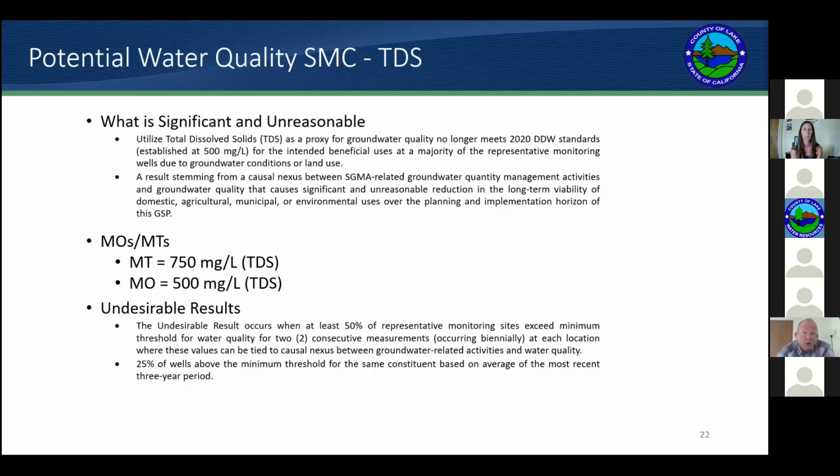Sure, and I think there's a couple of ways to do that. That could be included as part of the RMS network, or it could be included as part of the larger network where you would incorporate that nitrate sampling. So there's a couple of different ways to do it. We just have to at some point agree on what the MO and the MT would be for nitrate. But yeah, I'm not opposed to that.